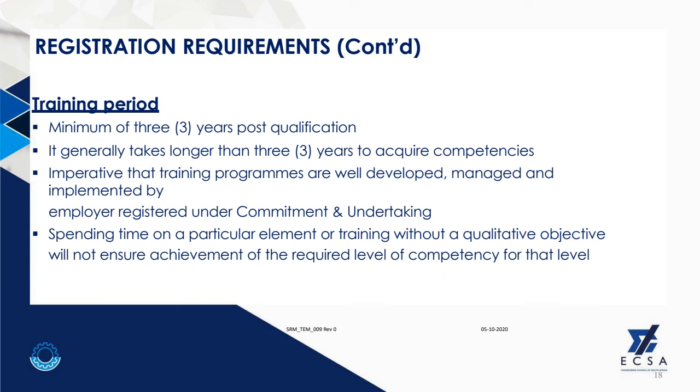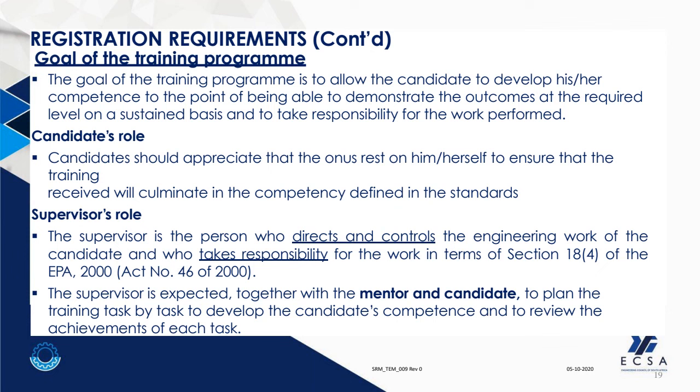And that leads to redundancy. We see a lot that because there's no plan aligned to the 11 outcomes, after a certain time of experience, the competence is not achieved by the applicants and they get frustrated. So this is very, very critical, talking to the employers in terms of where we are now, in terms of aligning that. The goal of the training program, now referring to R-04, is to allow the candidate to develop their competence to the point of being able to demonstrate the 11 outcomes at the required level on a sustained basis and take responsibility for the work performed.